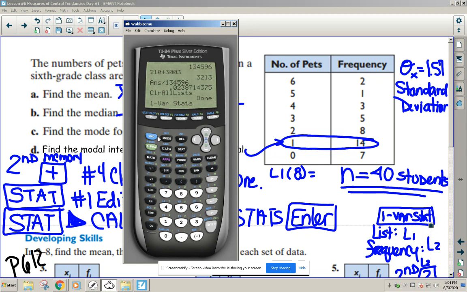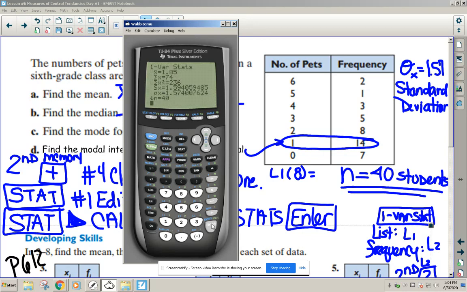So I have to tell the calculator that list 1 is my data. So I hit second and 1, that puts list 1, the comma, and then I have to hit second and list 2 because that's now telling me the frequency of my data. The calculator knows this. It's written right over here too.